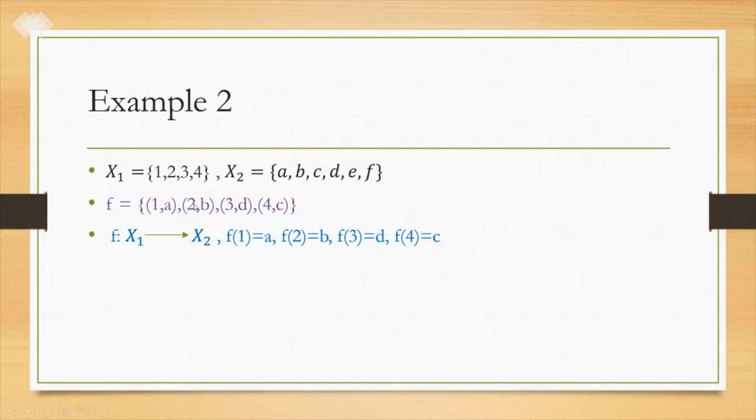There is a (2,b) here, and there is no other pair starting with 2 other than (2,b). So 2 has only one image b, 3 has only one image d, 4 has only one image c. There is no other pair starting with 4. That is, we say that 4 has no other image, or 4 has a unique image. So (4,c). So (1,a), (2,b), (3,d), (4,c).